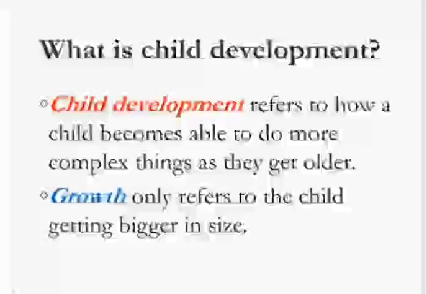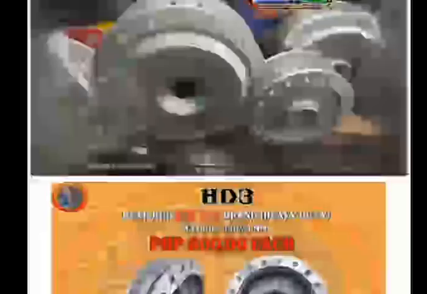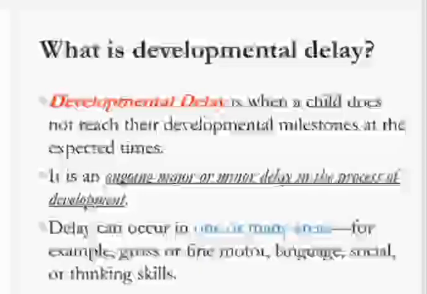What is developmental delay in children? Child development refers to how a child becomes able to do more complex things as they get older. Growth only refers to the child getting bigger in size. In case of the developmental delay, this is the process when a child does not reach the developmental milestone at the expected times. It is an ongoing major or minor delay in the process of development.